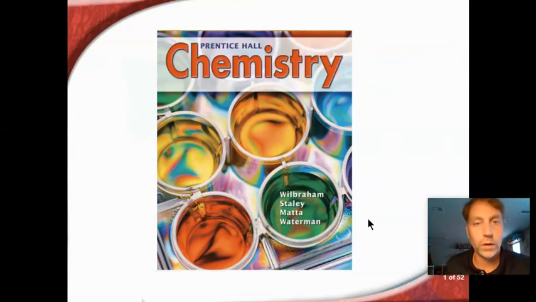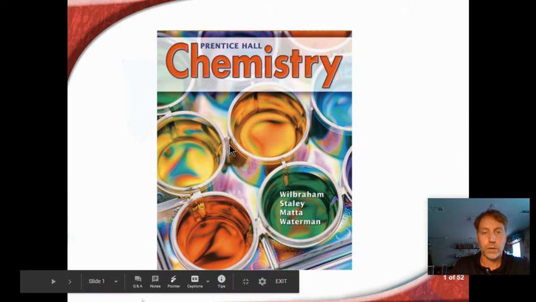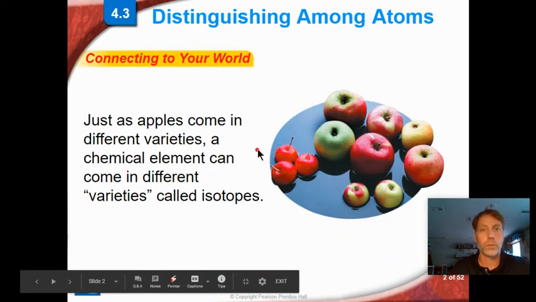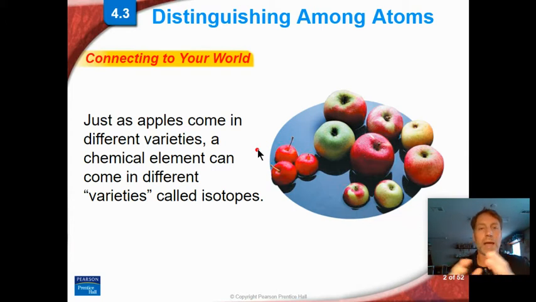This is going to be a little bit longer than our previous ones on chapter 4. We're going to be talking about section 4.3 today. And so in 4.3, we're going to talk about how we distinguish from one atom to the other.